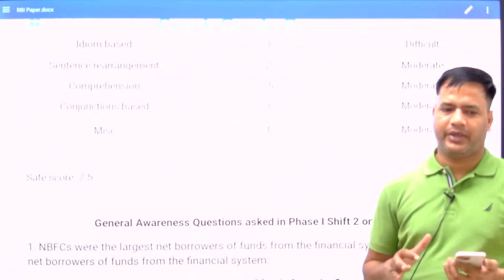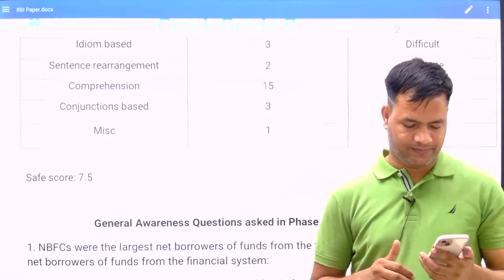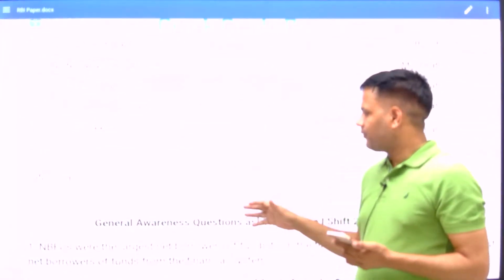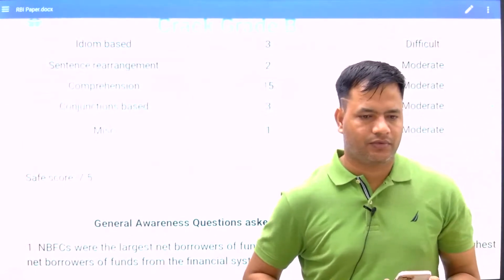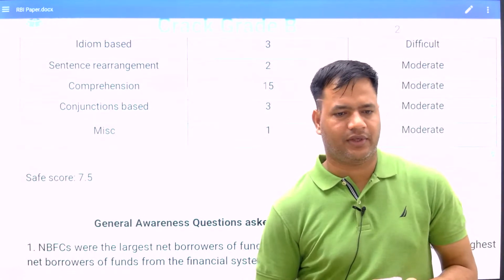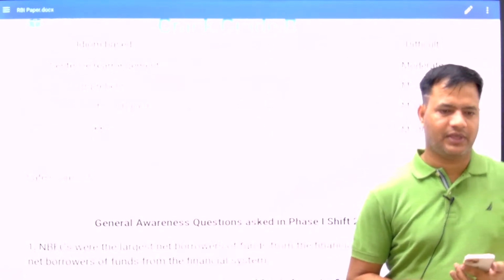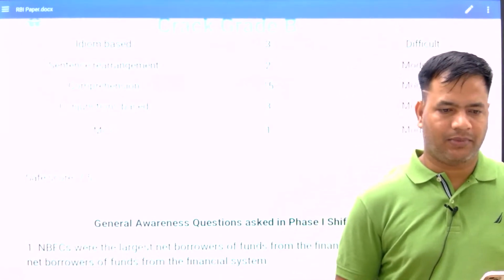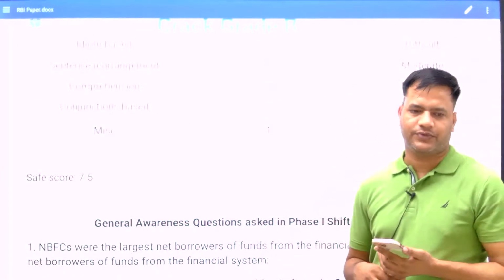GA overall, if we compare it with 2021, was easy this year. Yes, idiom was difficult, but GA was easy. So if you are getting 20 plus in GA, then you are on the safer side. Overall cutoff, based on the previous year analysis and feedback from the students, can be in the range of 60 to 70.